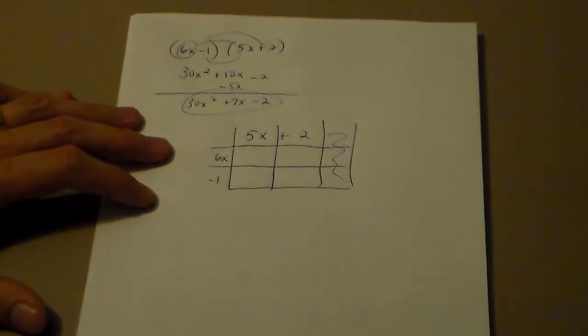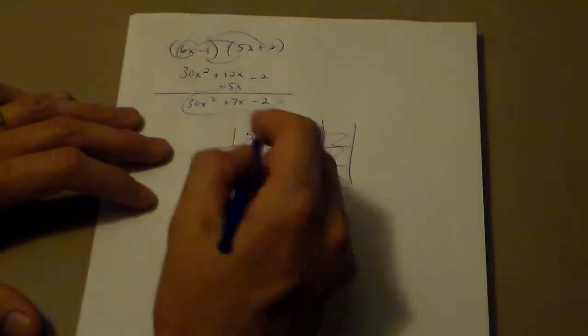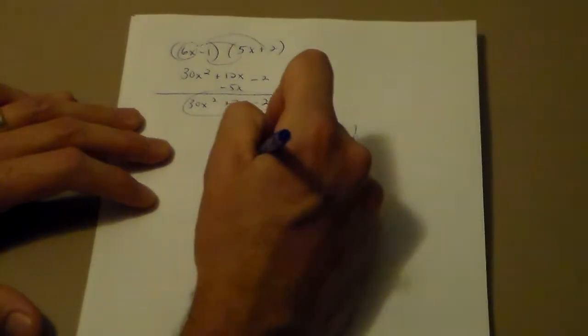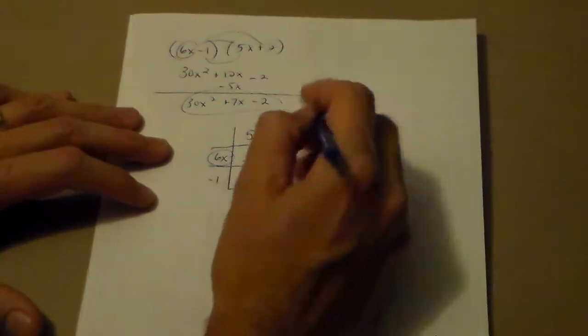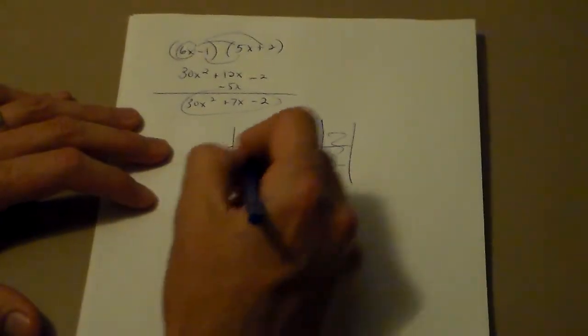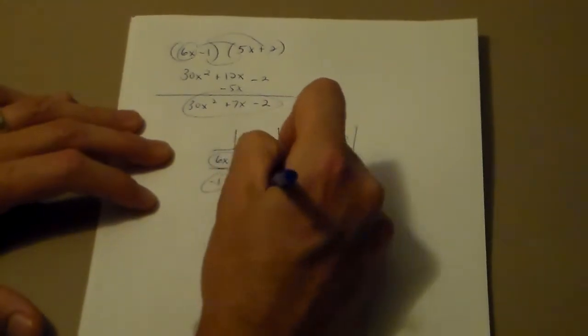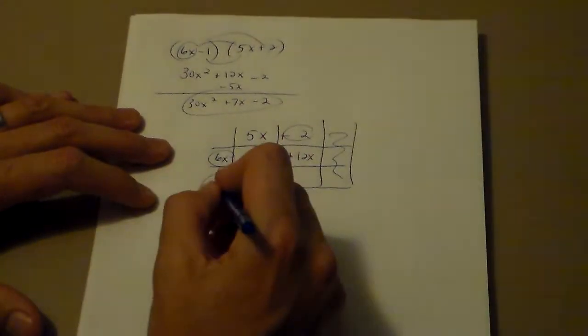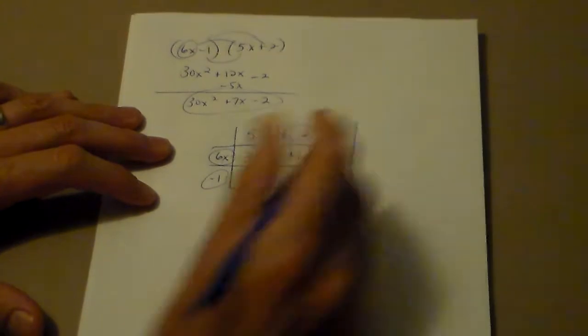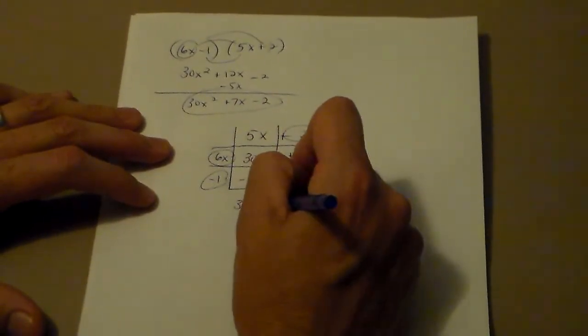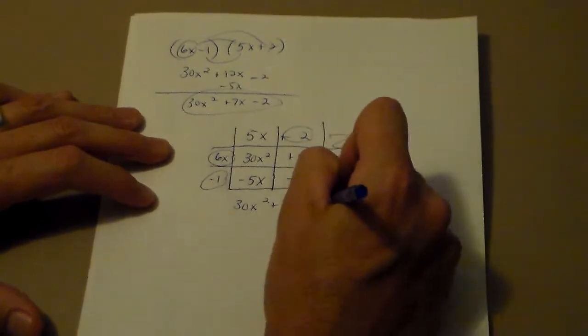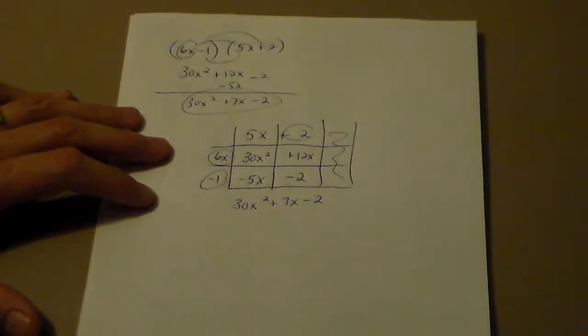And it's like you're finding the area of each of these rectangles. So if I multiplied 5x times 6x, I'd get 30x squared. And if I multiplied 6x times 2, I'd get 12x. And if I had negative 1 times 5x, that's negative 5x. And then negative 1 times 2 is negative 2. And then you add up your like terms. 30x squared plus 7x. Well, look at that. Same thing. I told you you get the same thing.